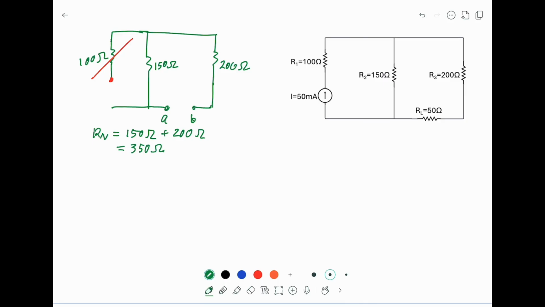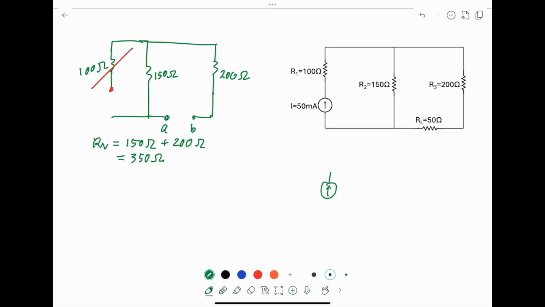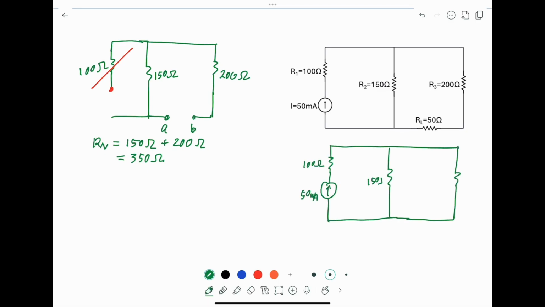Next, we want to find the Norton equivalent current source. Now we have to replace the load resistor by a short circuit. The Norton equivalent current is the current passing through the short circuit part here. So this is IN, and this is what we want to find.